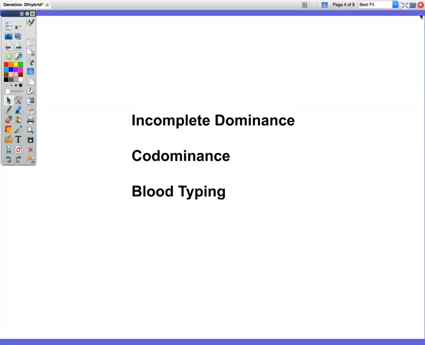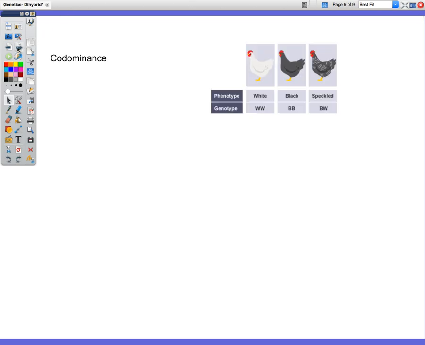Alright guys, we're going to go over incomplete dominance, codominance, and blood typing. So let's start with codominant. In codominance, both traits are expressed.